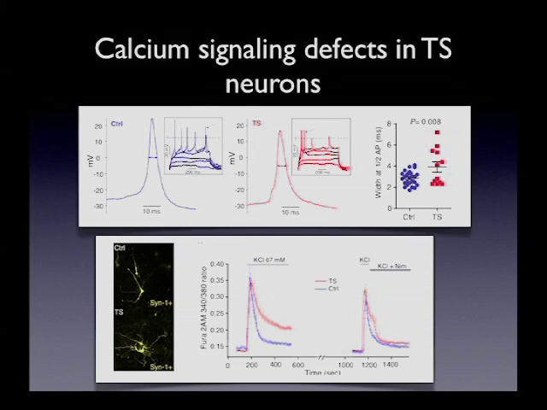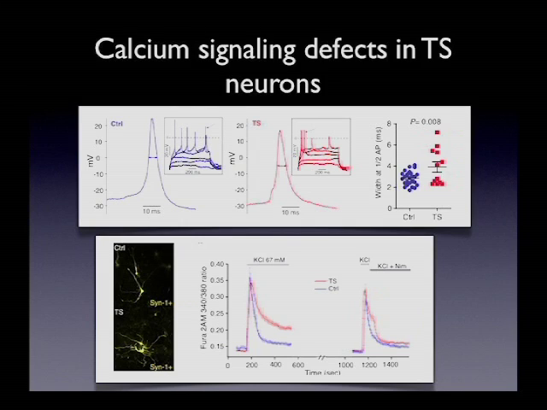Now, if instead you look at the calcium inside the cell, right? In this case, these are cells that are positive for synapsin 1, so they're mature excitatory neurons. Then you can stimulate the cells with this very large stimulus, and when you do this, it causes a calcium rise. The red are kids with Timothy syndrome, and the blue are the controls. And now you can see that there's a difference.